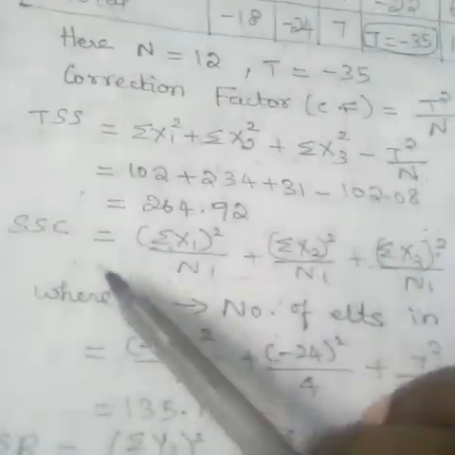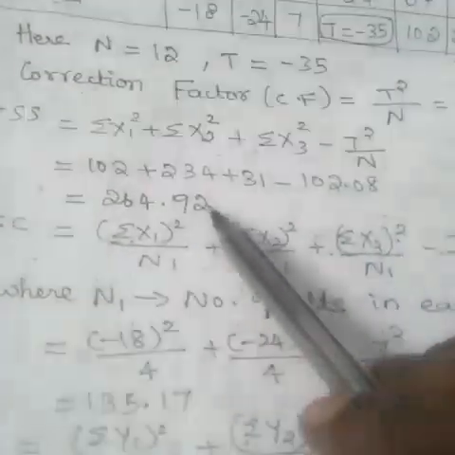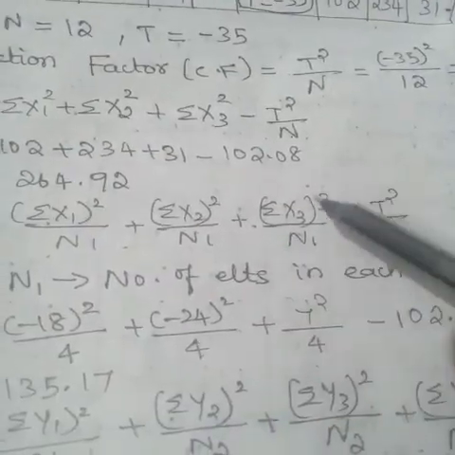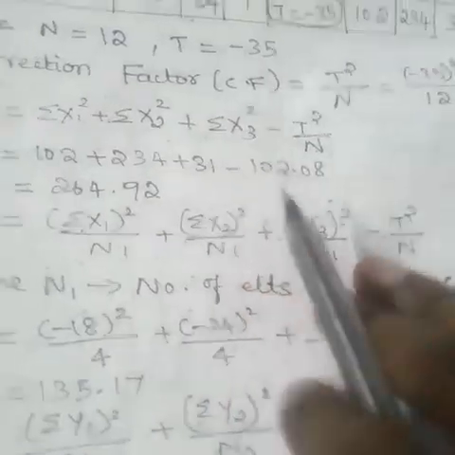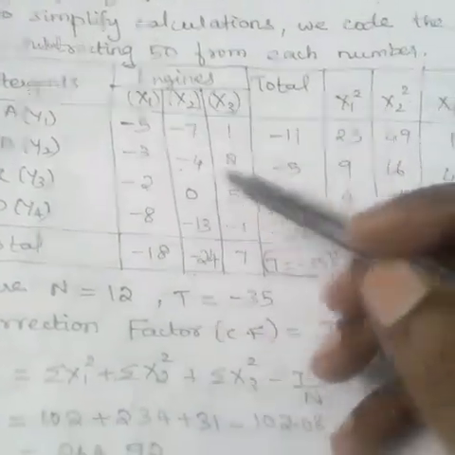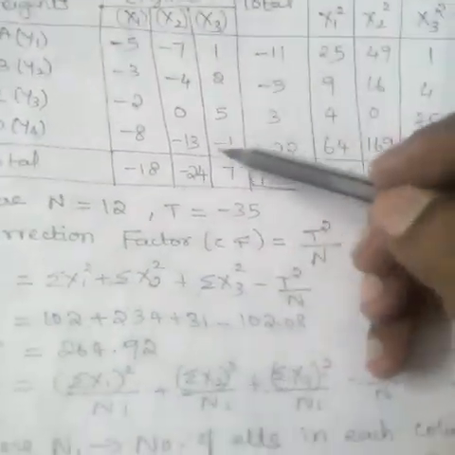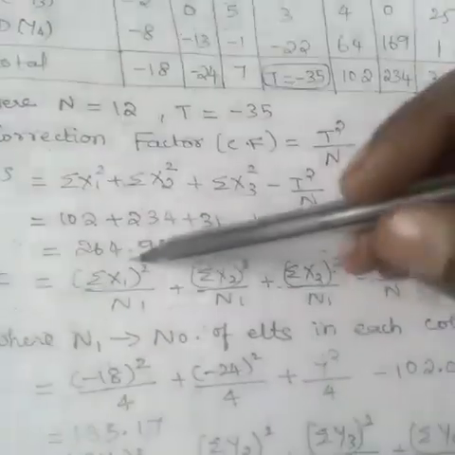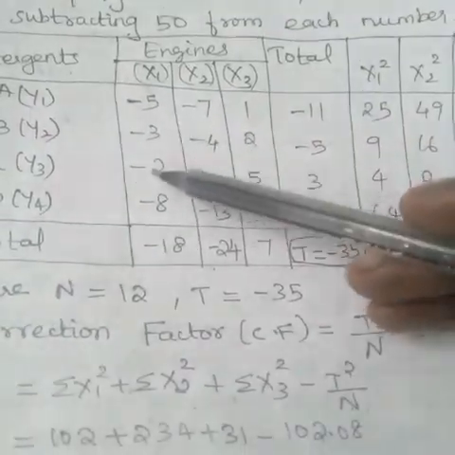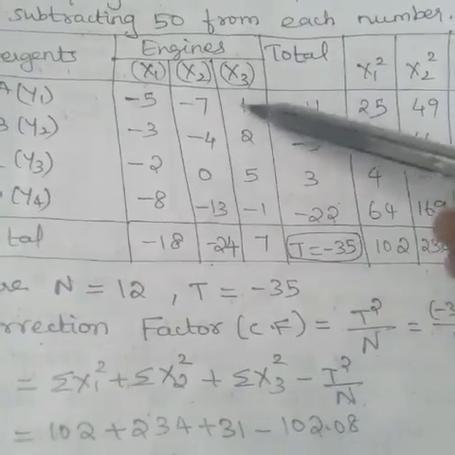Then SSC, sum of squares of column: summation x1 the whole square by n1 plus summation x2 the whole square by n1 plus summation x3 the whole square by n1 minus T square by n. Summation x1 total is minus 18, summation x2 total is minus 24, summation x3 total is 7, the whole square by 4. 4 means the number of elements in each column. So in each column we have 4 elements: 1, 2, 3, 4.